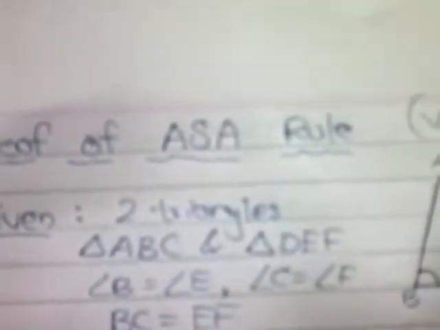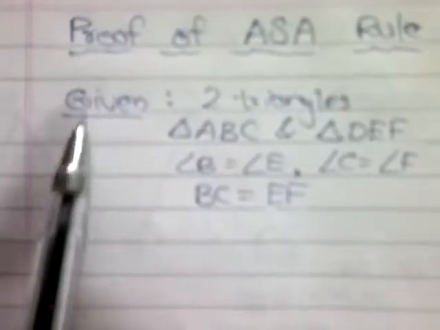Let us look at the proof of ASA rule, and as this suggests, this proof is very important for the examinations. So try to understand this one, or if you don't understand, at least try to memorize this thing. So we again begin our proof with the general format of the proof: given, to prove, and proof.